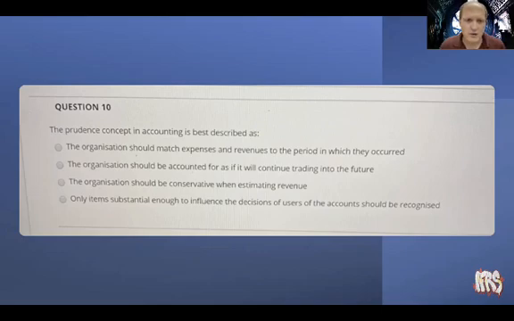Second option, the organization should be accounted for as if it will continue trading into the future. We've discussed that in a previous video. That's your going concern underlying assumption. The organization should be conservative when estimating revenue. Now we're sounding closer to the truth. Let's check the last one. Only substantial items enough to influence decisions of users should be recognized. And that comes down to the whole concept of materiality. And materiality are things that are capable of influencing the user's decision. Again, we'll come back to that later on in this video series and in the course. So the third option was the closest.